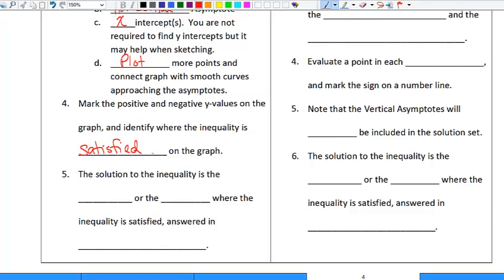Then on step 5, the solution is the x values, same as the other inequalities we've done, or the domain, the x values, where the inequality is satisfied, answered in interval notation.